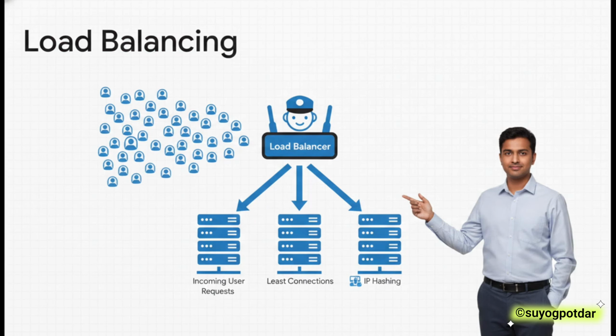But wait a second. If you have 10 servers now, how does the user know which one to talk to? Enter the load balancer. It sits directly in front of your back-end servers, acting as the ultimate traffic manager. To ensure absolutely no single server gets overwhelmed, it uses specific algorithms. It might use round robin, which passes requests sequentially down the line, or least connections, which actively finds the least busy server, or even IP hashing, which consistently routes a specific user to the exact same server every time.